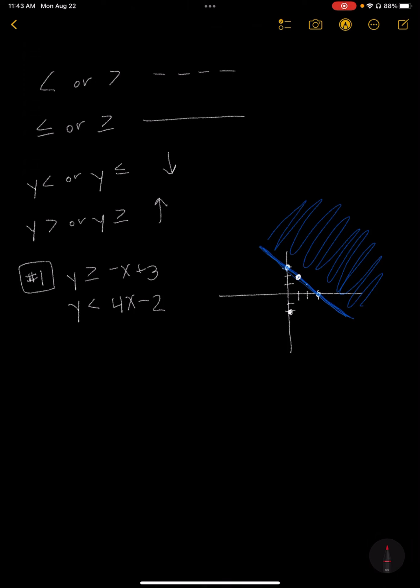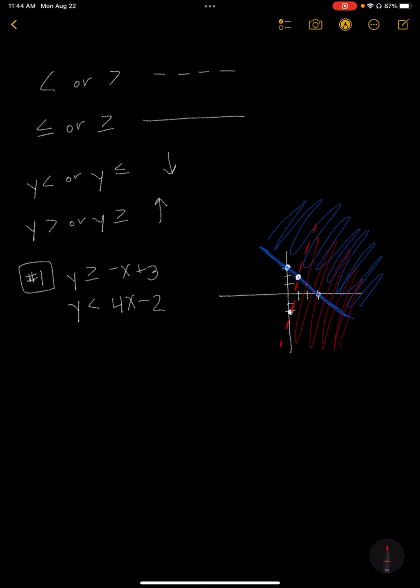Because it's just less than and not less than or equal to, we know it's a dotted line. So I'm just going to draw dotted lines like this. And then because it's y is less than, that means that we shade below the graph. And so we're going to just do this.